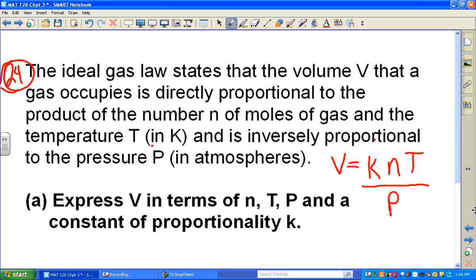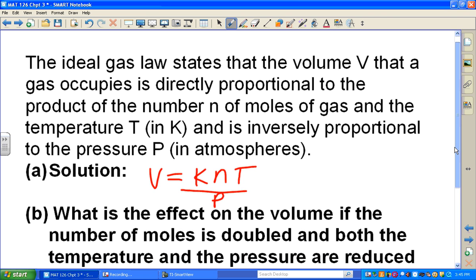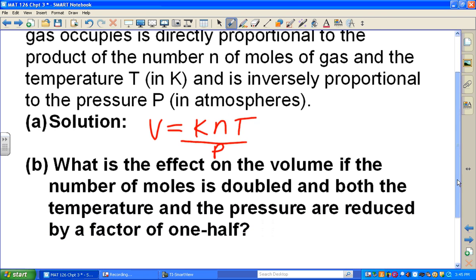Does that sound right? Directly proportional to N and T, inversely proportional to P. I don't know, sounds pretty good to me. We got moles, that sounds like chemistry, temperature in Kelvin, I think, and atmospheres, that's pressure. Yeah, sounds good. So V equals K N T over P. If you know a lot about science, that's probably right.